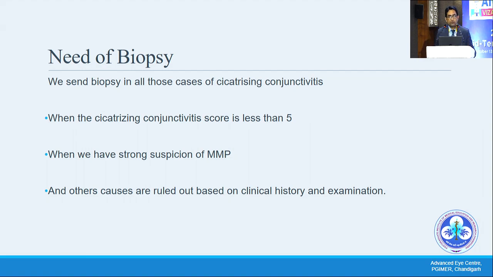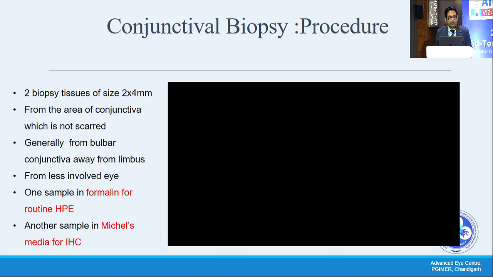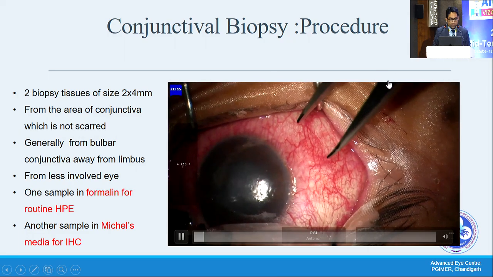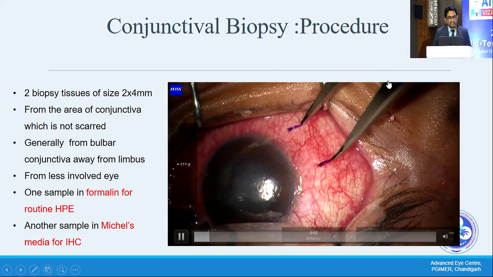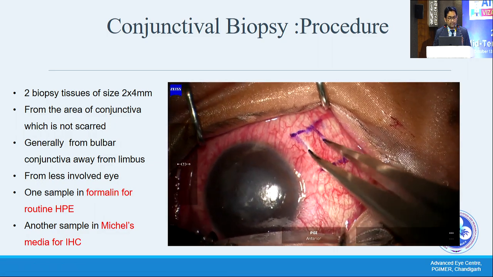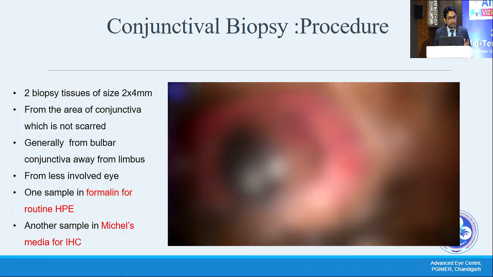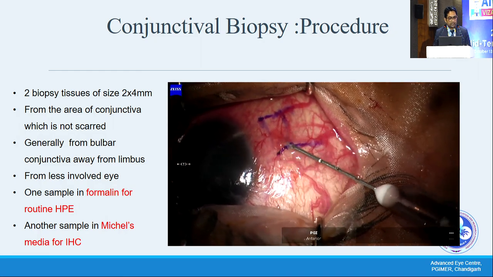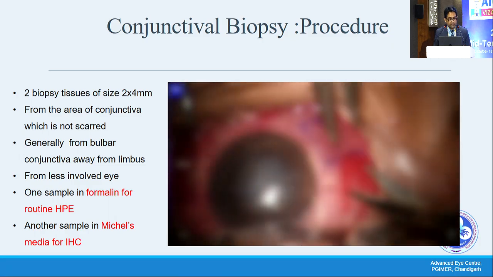Suppose you have applied a scoring system and the score is very low. We have almost practically ruled out Stevens-Johnson syndrome. So we should take a biopsy, and this is a technique which is described in the literature. We should take a conjunctival biopsy of size 2 by 4 millimeters, and send the tissue as two samples: one for routine histopathological examination and another for immunohistochemistry.